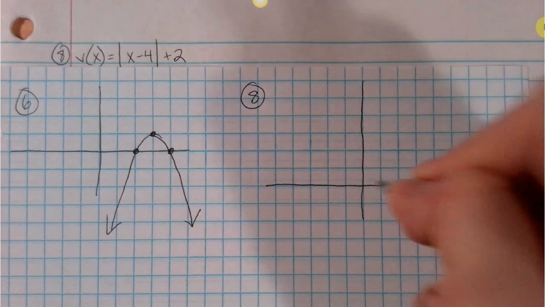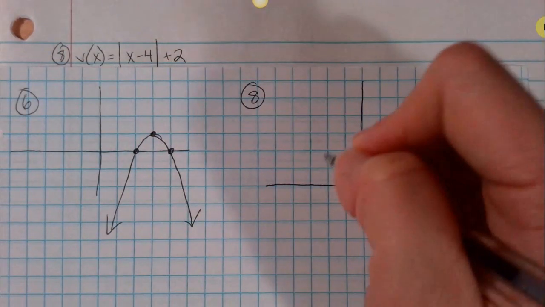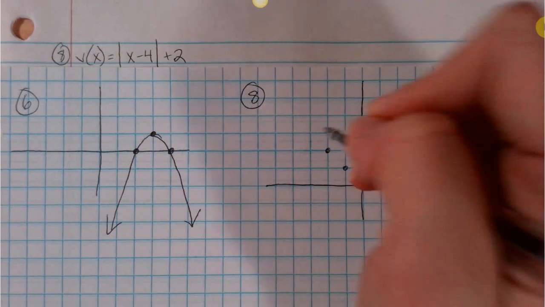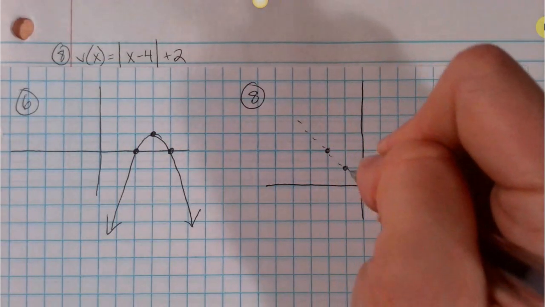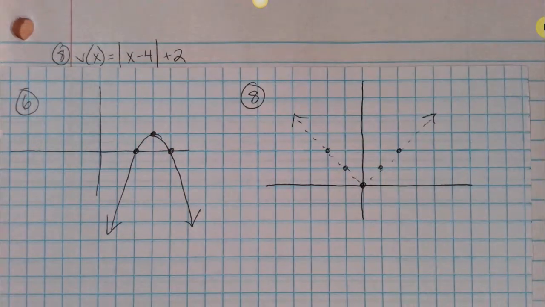So that's the one that has the point at (0, 0), and then we have points at (-1, 1), (-2, 2), (1, 1), and (2, 2). So we're starting out with something that looks like this. Now part A asks us to list the transformations that we would have to do to that base function.